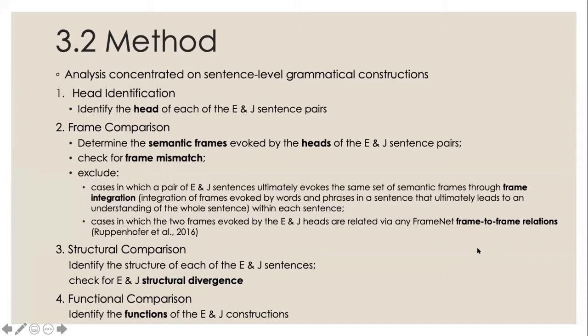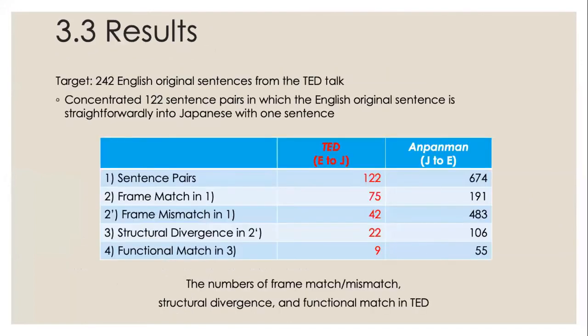Number three, structural comparison. Identify the structure of each of the English and Japanese sentences and check for English and Japanese structural divergence. And finally, identify the function of the English and Japanese constructions. Okay, so let me talk about the results.